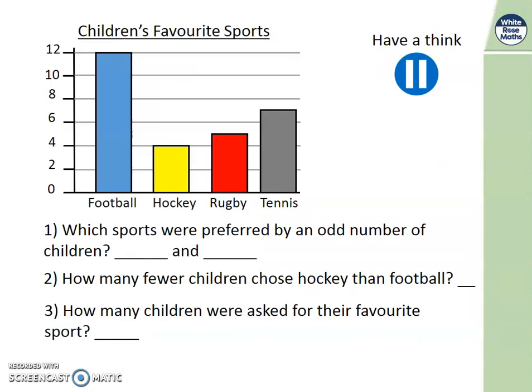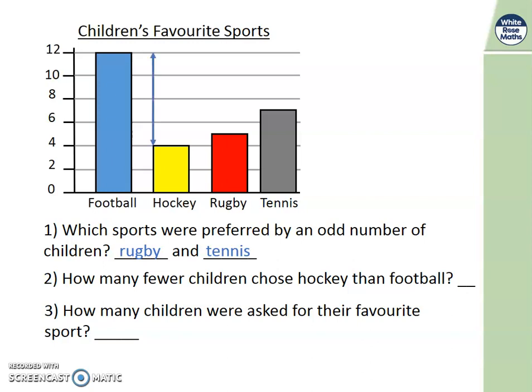Here is that same chart again. Let's see if we can interpret the information. Pause and have a go at the questions. Which sports were preferred by an odd number of children? Well done if you spotted rugby and tennis, because they're both odd numbers. They're between the even number lines. 5 and 7.